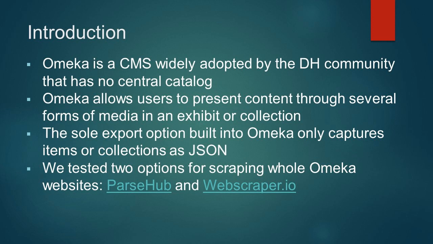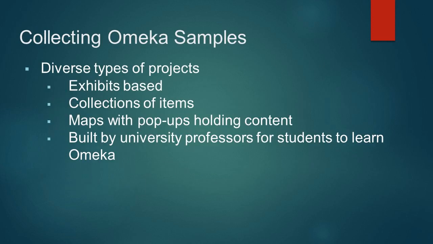And to do this, we decided to focus on two web scrapers that use HTML and CSS to extract information from live websites. The first one is called ParseHub. It is a downloadable application for Mac and PC. And the second one is called WebScraper.io, which is a Chrome browser extension that can be installed by anyone who has the Chrome browser. And what I like about both of these is that both have free-to-use options, and they also have very detailed documentation and forums to help with any issues that might arise. So our first step was to find a wide range of Omeka projects that we could use to test those two systems.